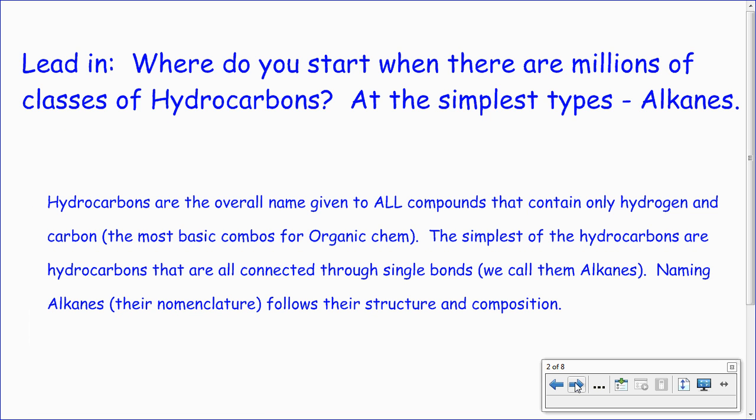So where do we start? We started yesterday talking about carbon, how it can make chains, rings, and long complex molecules. So we're going to start at the most basic end of things, the alkanes, the simplest of the hydrocarbons. They all have single bonds between their carbon atoms, so you'll never see a double bond. They're all carbons connected with single links in this series of hydrocarbons.